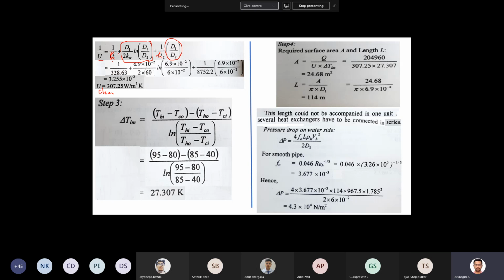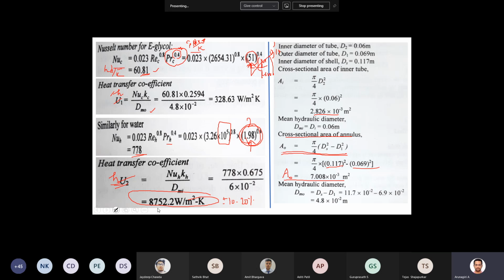So what you will get is 1 by U equal to 1 by 328.63. Then this is the conductive resistance, D1, 6.9 into 10 power minus 2 by 2 into 60, ln of 6.9 into 10 power minus 2 by 6 into 10 power minus 2, plus 1 by h2. This is the heat transfer coefficient that we have calculated.